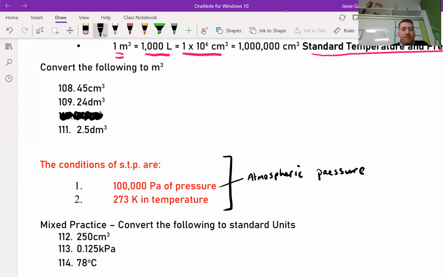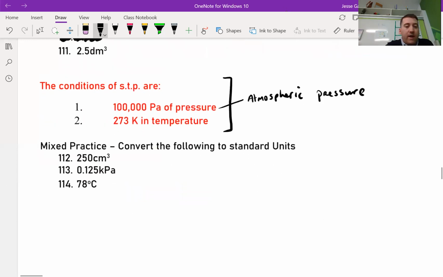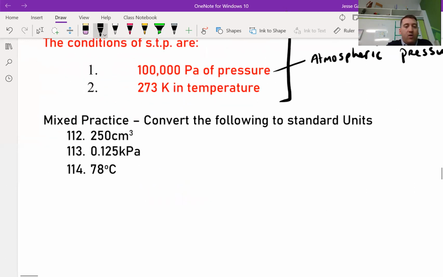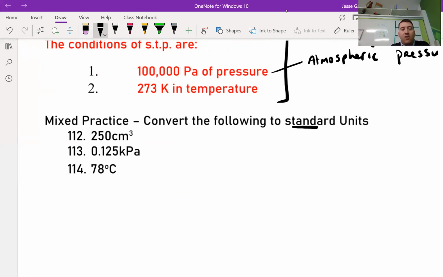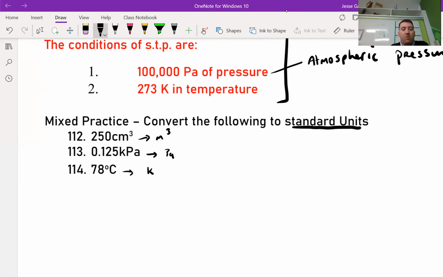So writing that down. Okay, we're on to some mixed practice now. What you have to do is convert the following to standard units. Pause the video and have a go at converting all these. A reminder, if you haven't done these, this should go to meters cubed, so centimeters cubed to meters cubed. This needs to go to pascals. These are all mixed up, and you need to try and do these from memory without looking back at what you did. At this stage, you should be able to have a go at these from memory. So pause the video and have a go at them.